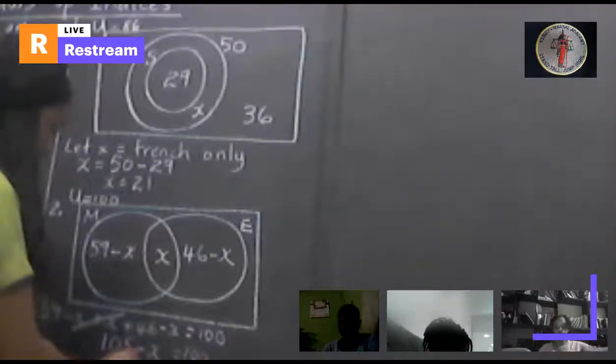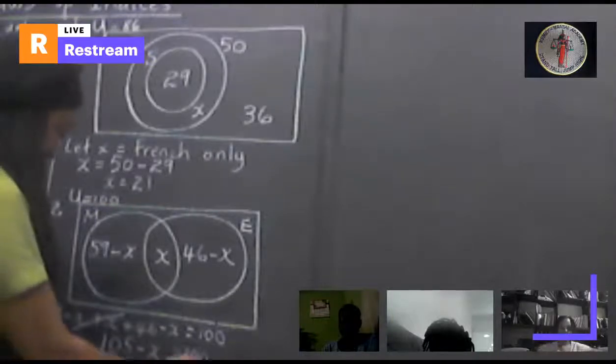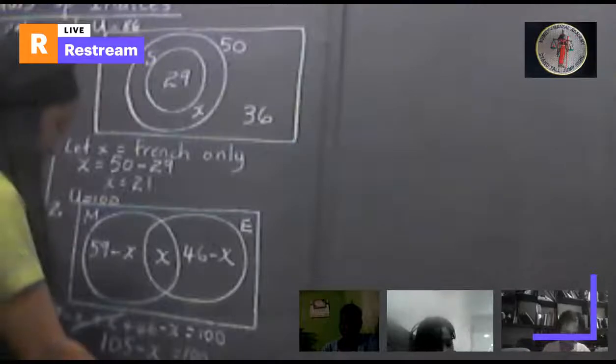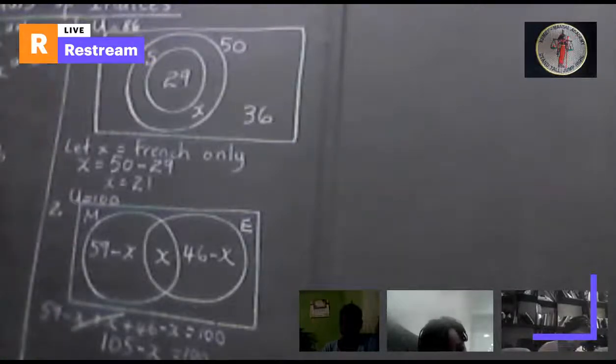So 105 minus 100 equals X. And so X would equal 5. X is 5.